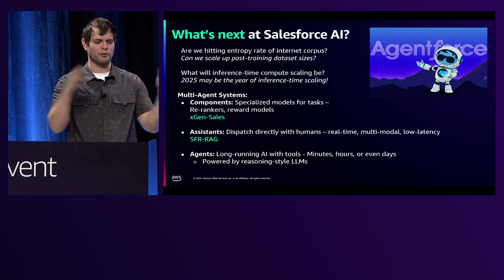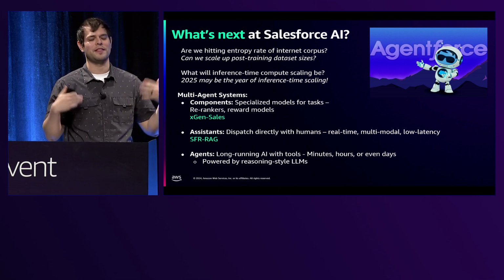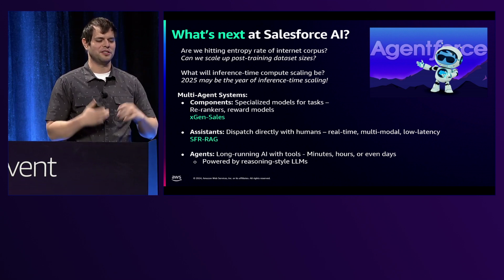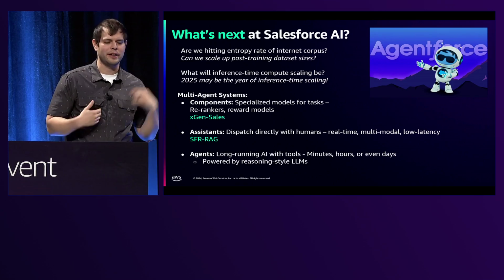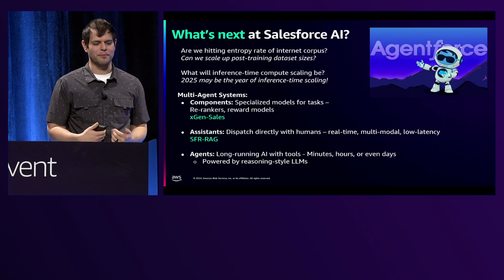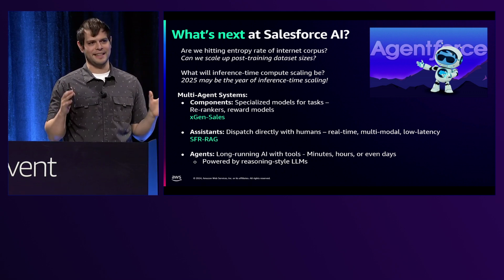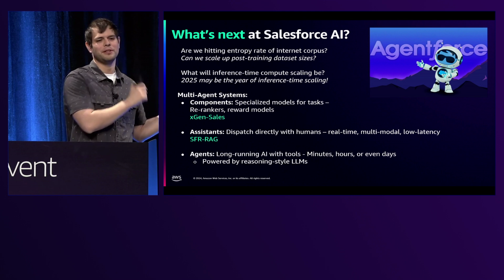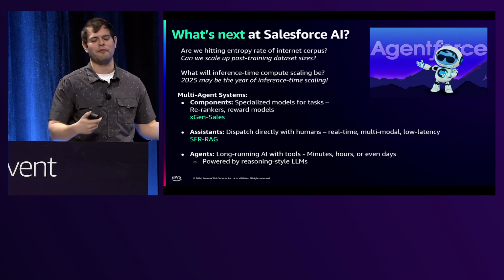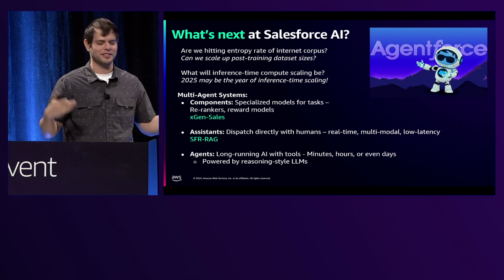I think you can think of the overall landscape within the lens of a multi-agent system. We have some AI models that are specialized for some tasks, something like a re-ranker or a reward model, perhaps something like xGen-Sales. I call these components. They're almost like intelligent neural I/O. They have input, they compute an output. It's kind of like a function, but not a deterministic function. It's a function that requires intelligence, let's say. So they're smart components.